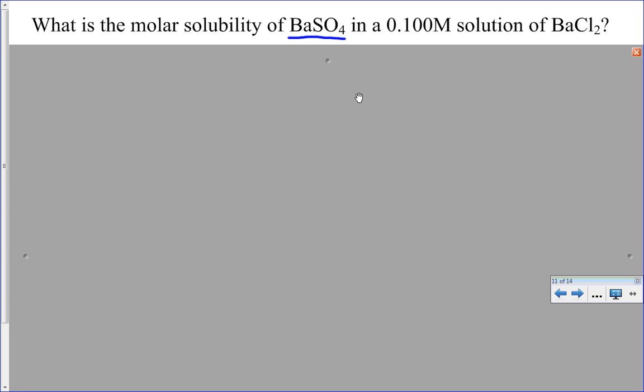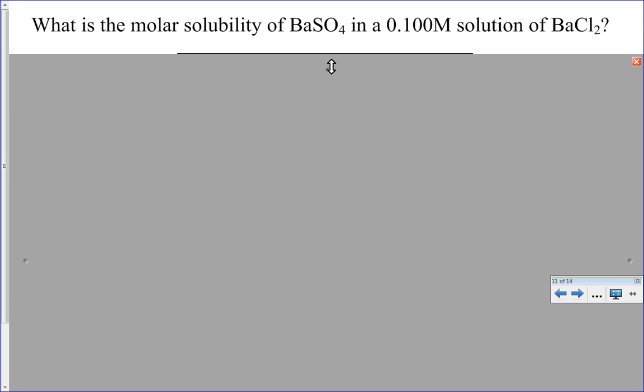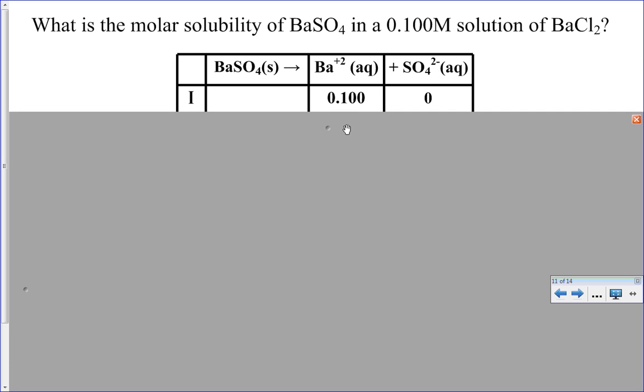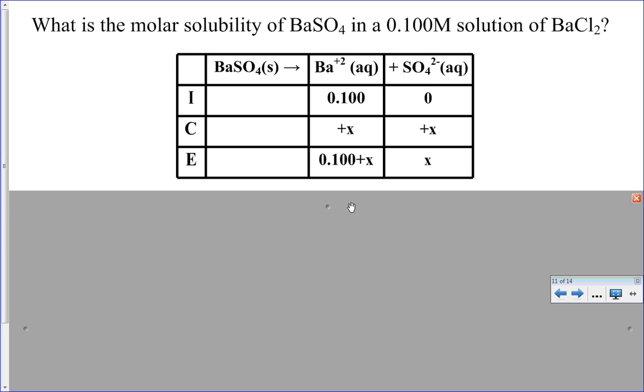So what's going to happen is best seen through the use of an ice table. It's important to tell you that no matter what, you can always approach it this way. Even if it's describing you've got a system at equilibrium and then you add the barium chloride, you can still back up and say, I can approach it this way, which is to say that your initial concentration of barium ions is determined by what is already in solution. And because we're talking about before you put the barium sulfate in, there is 0 sulfate ions.